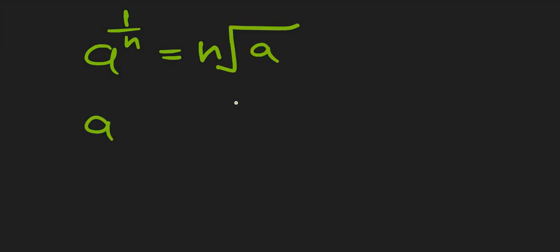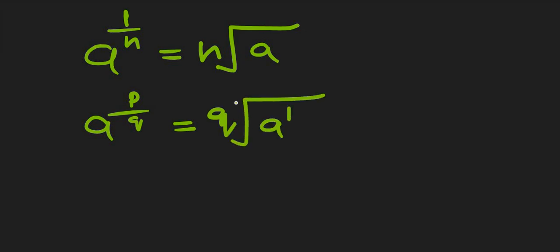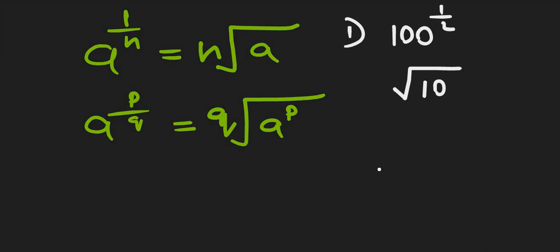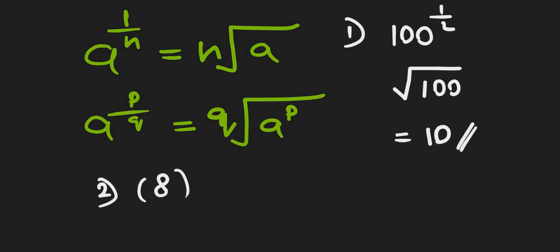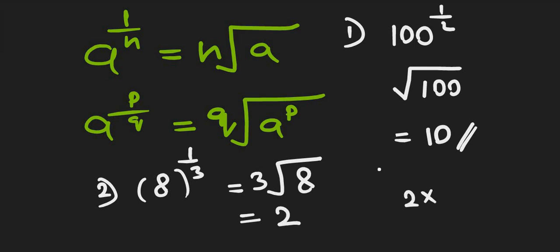Similarly, a to the power p over q is the qth root of a to the power p. Now let's work out some examples. Example number 1, 100 to the power half. Now 100 to the power half is root 100. We know root 100 is 10. Look at example number 2, 8 to the power of 1 over 3. Now we know this is the cube root of 8. The cube root of 8 is 2 because 2 multiplied by itself 3 times is 8.